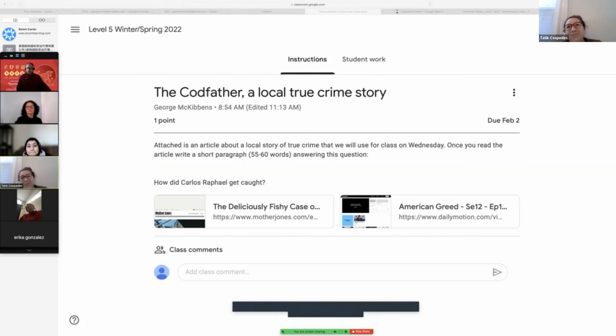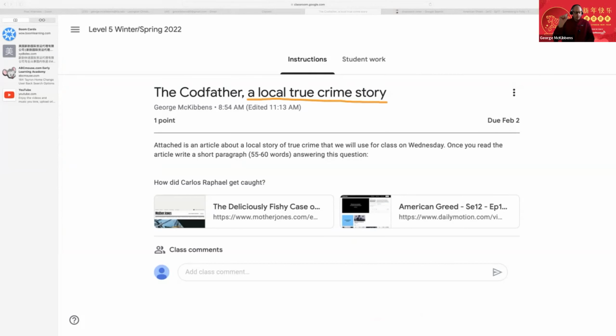So the idea of keeping a secret, staying quiet about all the money you make, is a way to understand this story. This story is a true crime story, a local true crime story. This isn't about one person who made a little bit of money. This is about one person who made a lot of money, and tried to keep it secret.